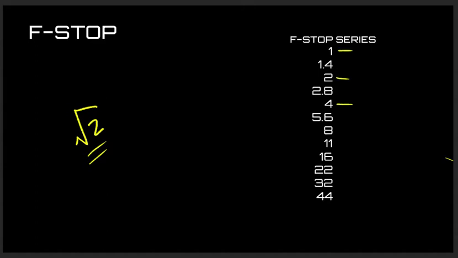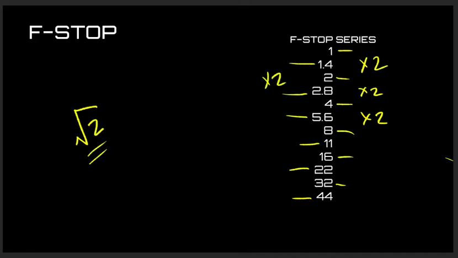1, 2, 4, 8, 16, 32. And then these, 1.4, 2.8, 5.6, 11, 22, 44. Now, these are fairly simple. From here to here is doubled. 1 plus 1 is 2. 2 plus 2 is 4. 4 plus 4 is 8, right? Now, on this side, we also do the same thing. 1.4 plus 1.4 is 2.8. So it's times 2. It's just doubled. Same thing from here.